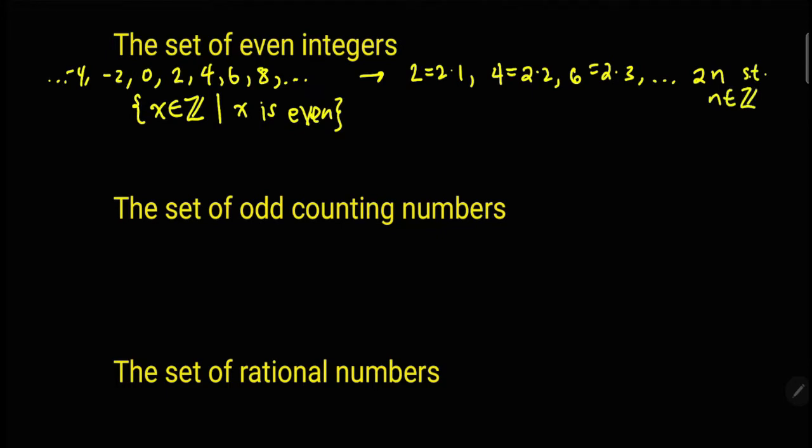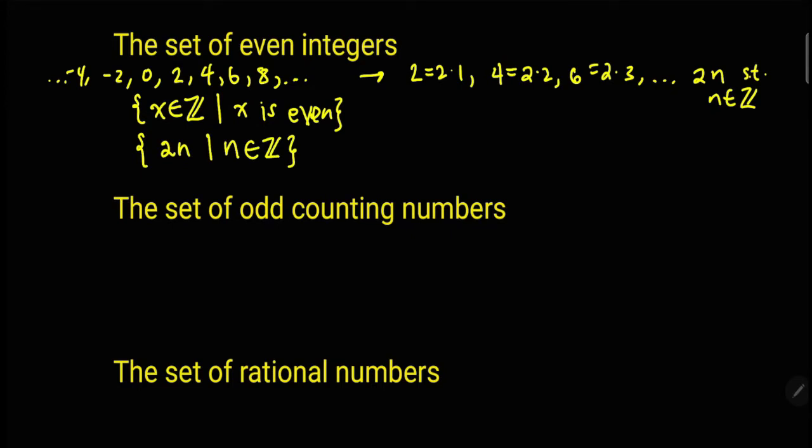And that's also true for 0. 0 is 2 times 0. Negative 2 is 2 times negative 1. Negative 4 is 2 times negative 2, and so on. So, mathematically, we can also write this using the formula 2 times n, where n is any integer. So, these two represent the same set.